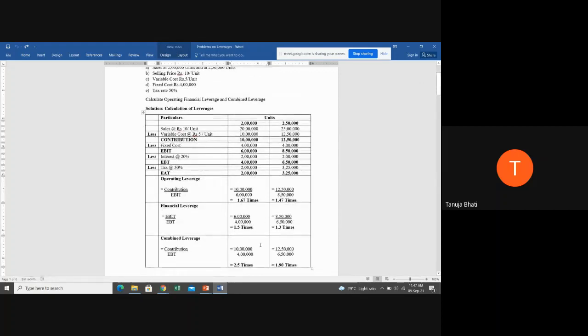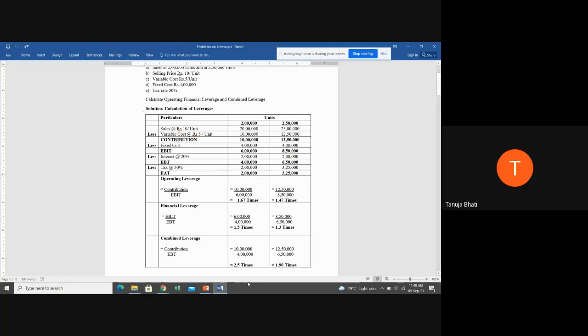Now, combined leverage is nothing but students combination of financial and operating leverage. So, what is going to be your combined leverage? Either you can multiply this 1.67 into 1.5. When you combine these two leverages, you will get the answer. Or what you can do is simple: take the numerator of operating leverage, take the denominator of financial leverage, and with this formula also you can calculate combined leverage. You'll get the same answer. Contribution divided by EBT, that is 10 lakhs is the contribution, divided by EBT is 4 lakhs, you got 2.5 times is your combined leverage.